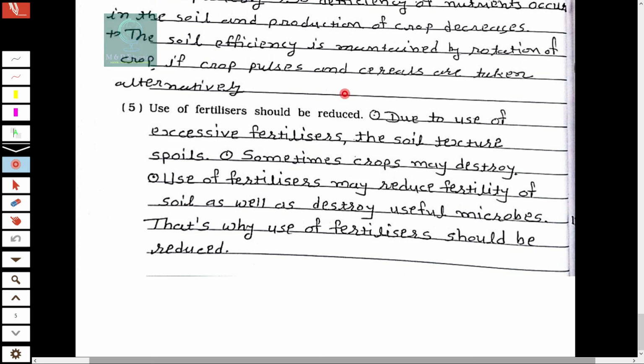Now the fifth one is, use of fertilizers should be reduced. So the first one is, due to use of excessive fertilizers, the soil texture spoils. Now the second point, sometimes crops may be destroyed. The third point is, use of fertilizers may reduce fertility of soil as well as destroy useful microbes. That's why use of fertilizers should be reduced.